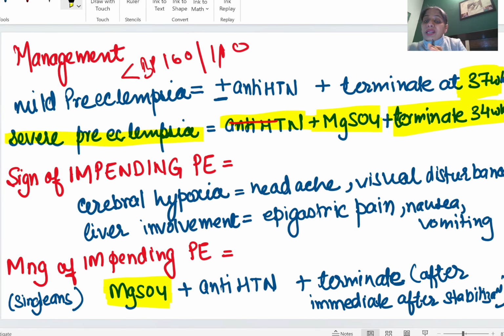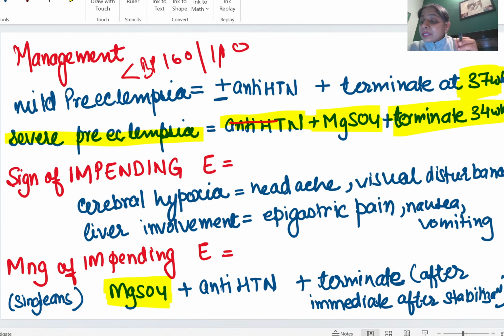Okay, now what are the signs of impending eclampsia? The signs of impending eclampsia mean that you should know which patient will go into eclampsia. You have to keep that patient near a ventilator, because an eclamptic patient can aspirate and expire, right? If during convulsion aspiration occurs, then that patient will die, right?